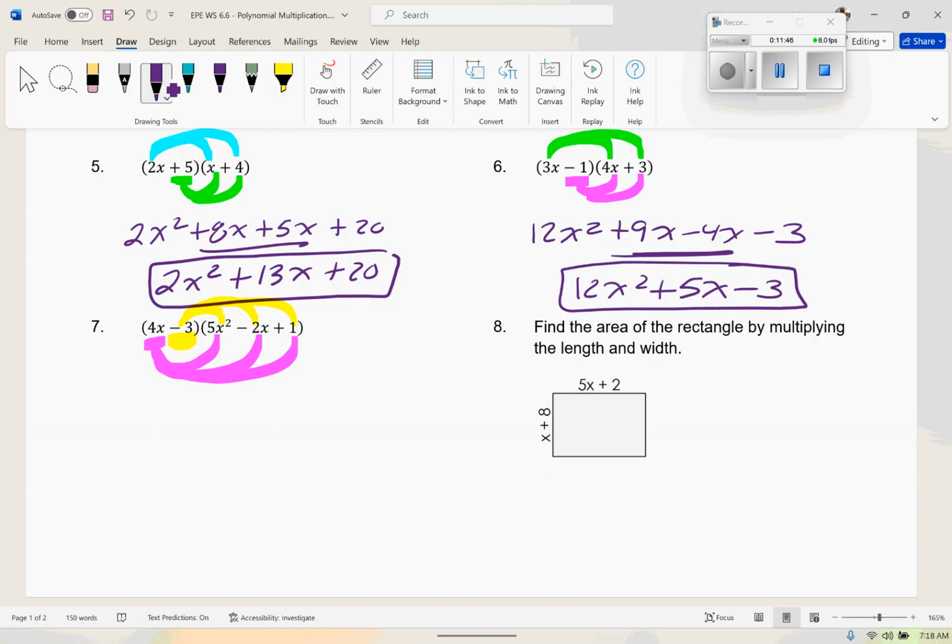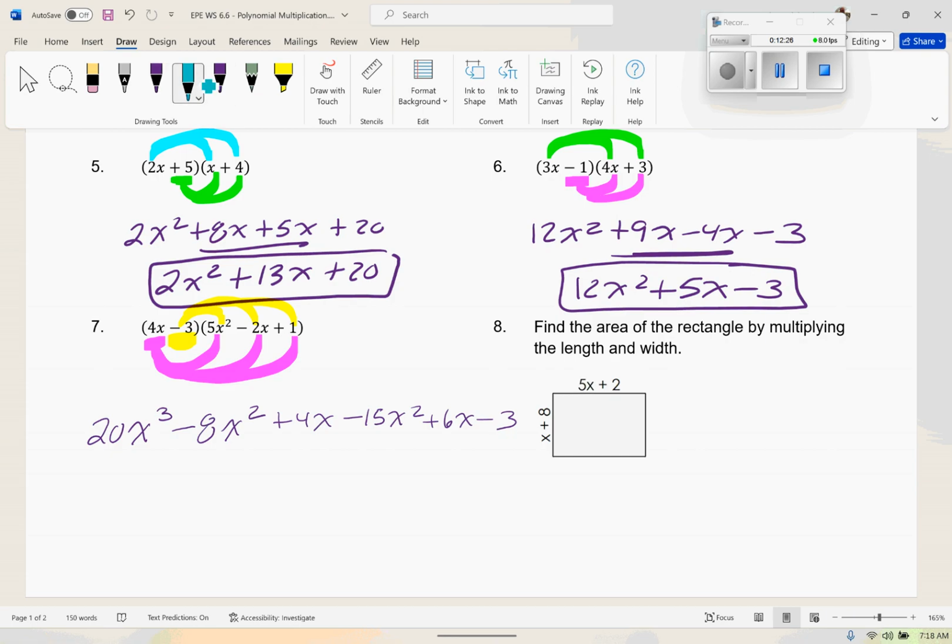So 4x times 5x, so 4x to the first times 5x to the second is 20x to the third. 4x times -2x, so 4x to the first times -2x, that's going to give me -8x squared, because those are both to the first power. And then 4x times 1 is 4x. And then I'm going to go -3 times 5x squared is -15x squared. -3 times -2x is going to give me +6x. And -3 times +1 is -3.